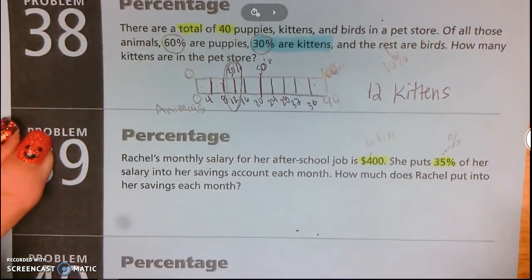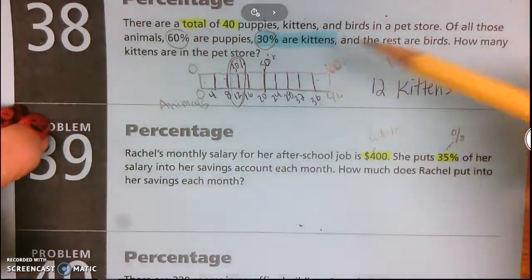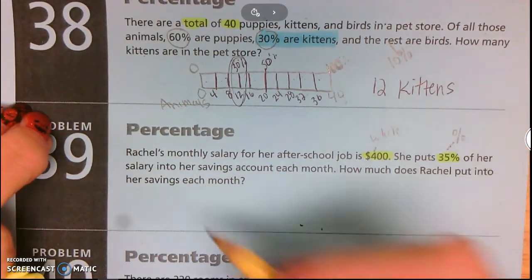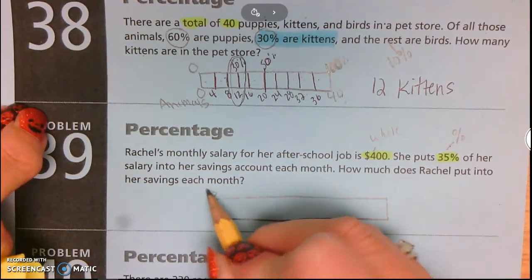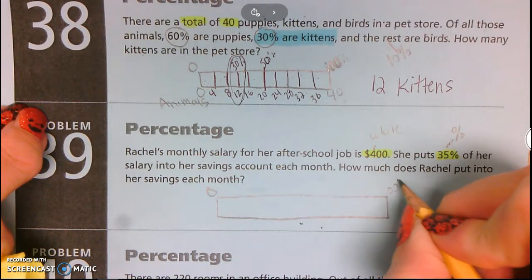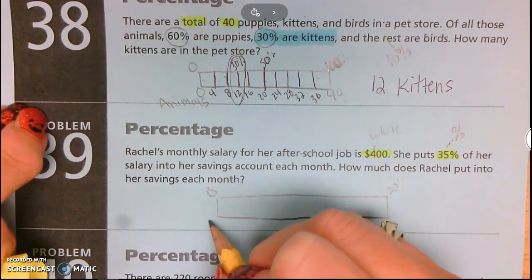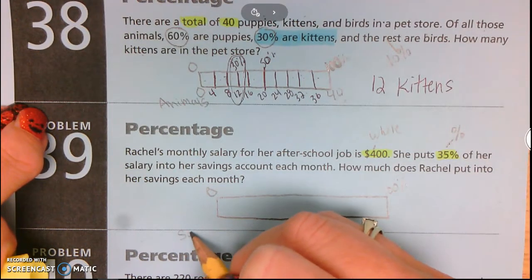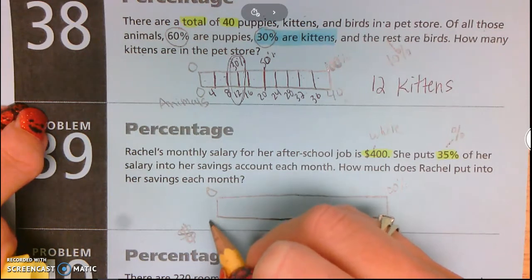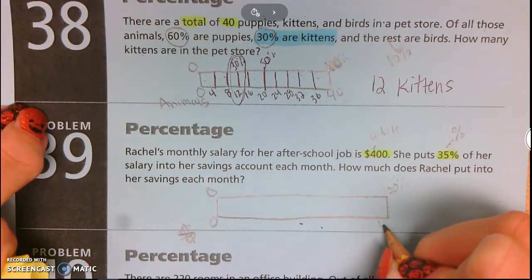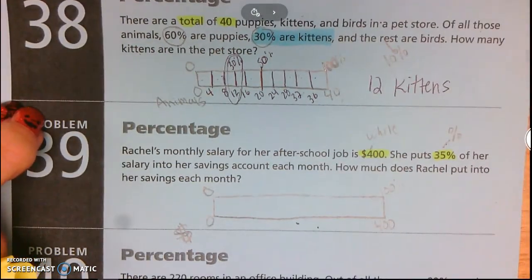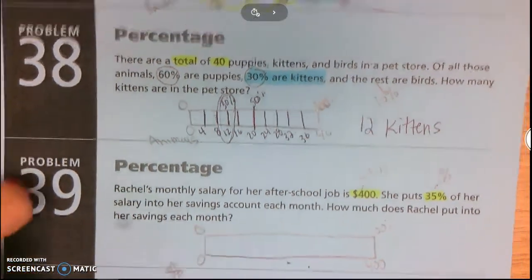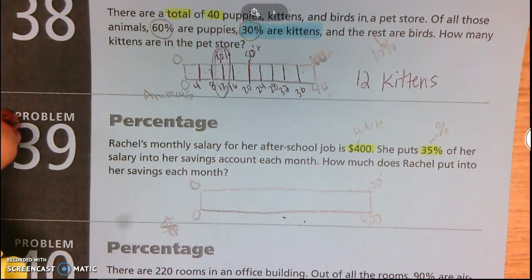So I could try double V or something like that, but since I've had such good success with this strategy, I'm going to just stick with that strategy and try it again. So this is always 0 to 100%. This is my context, which is salary or money. You could just say money. This is 0. This is $400. To get 35%, I would need to break it into 20 pieces and go by 5s, right?